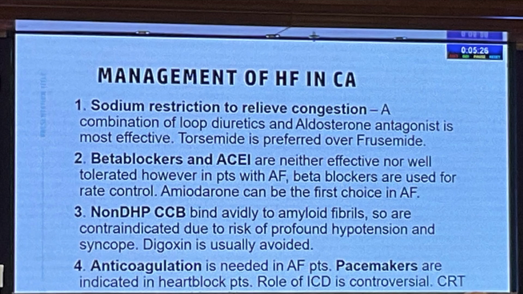Torsemide is preferred over furosemide. Beta blockers and ACE inhibitors are neither effective nor well tolerated, but in AF you can give beta blockers, but amiodarone is the first choice in AF. Non-DHP calcium channel blockers bind to the amyloid fibrils, so are contraindicated due to the risk of profound hypotension and syncope, and digoxin is also avoided.